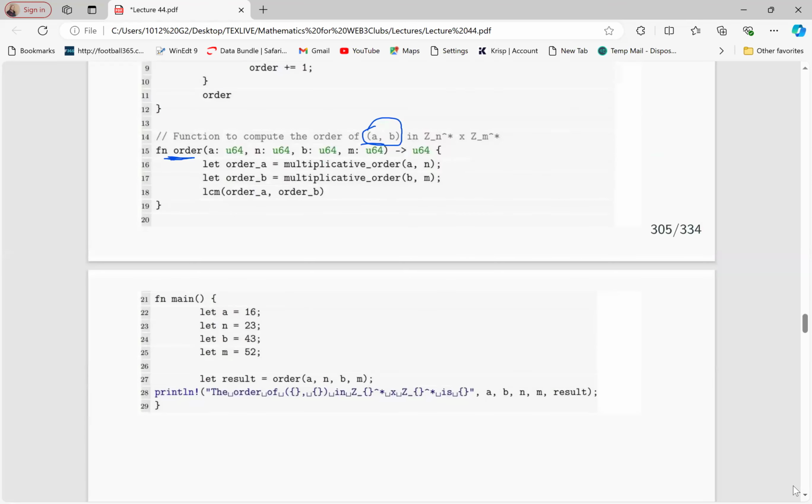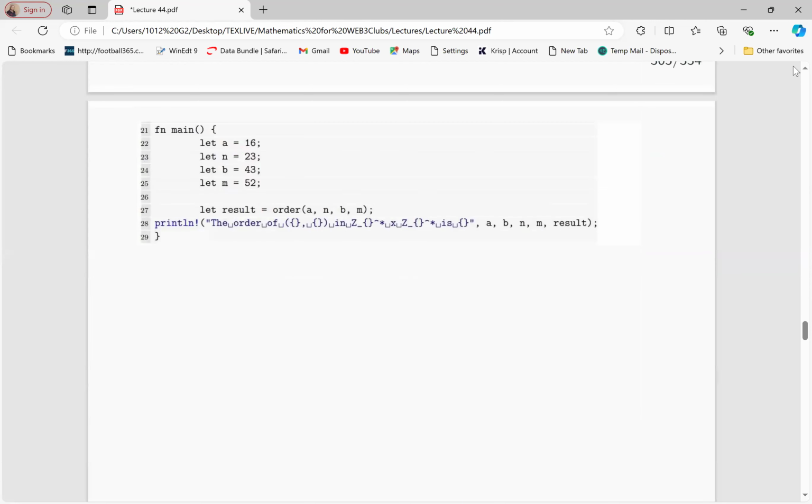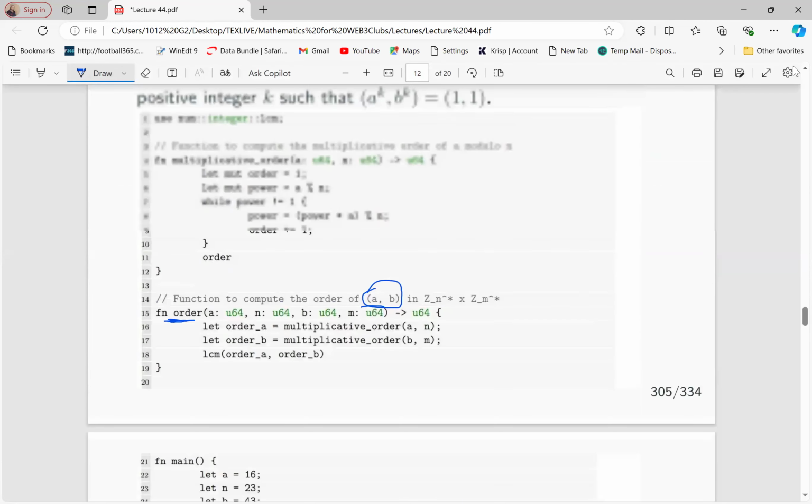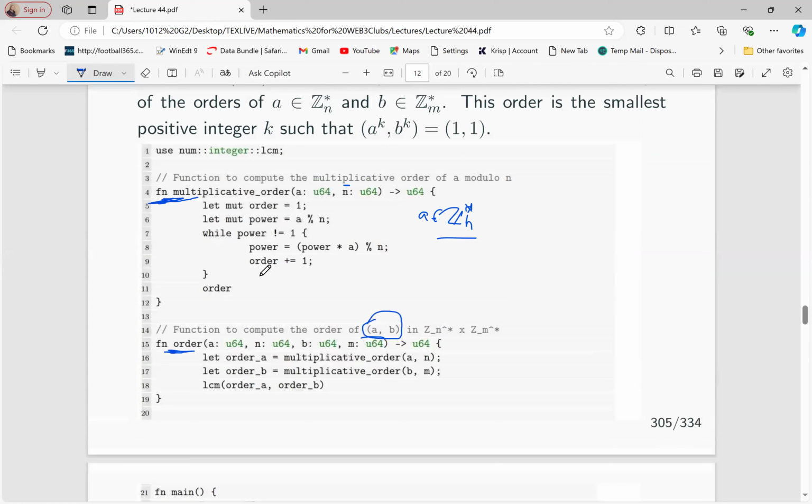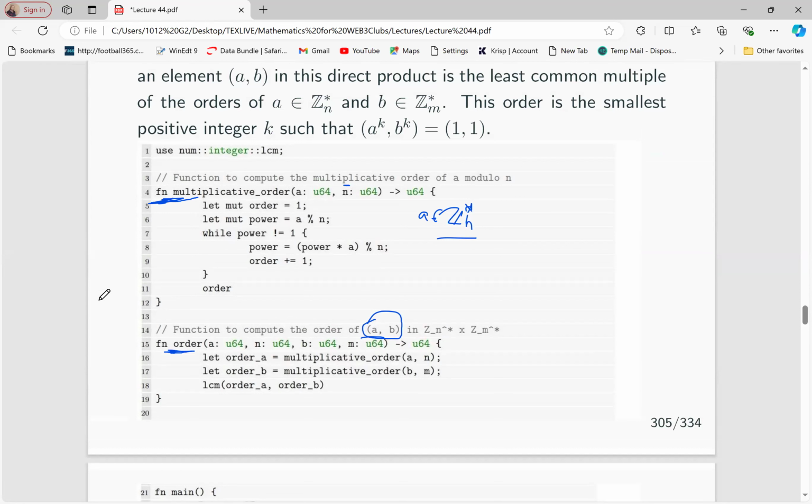Then I have this other part. Oh, this one was the longer one, the other one. So this one is a bit shorter, but now the calculations are somehow longer. For instance, how do you get the order of A in Zn? The first thing, you let the order be 1, and it is mutable.